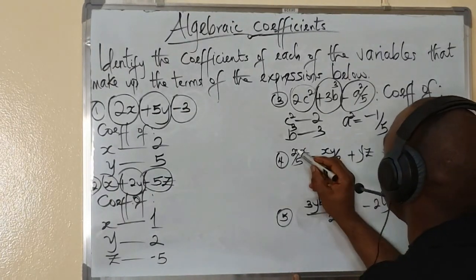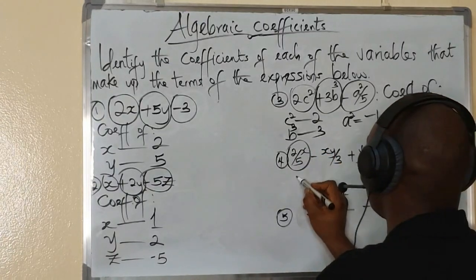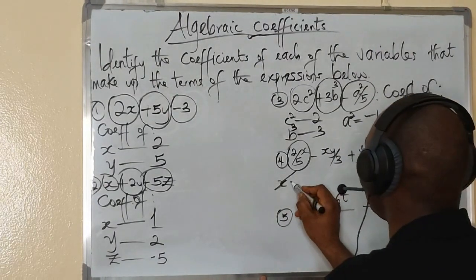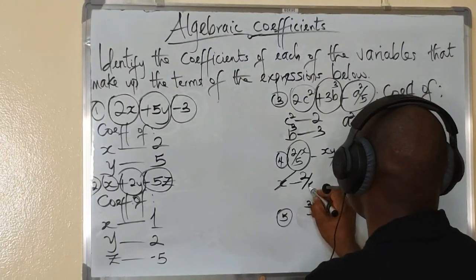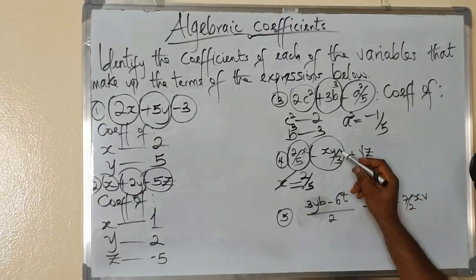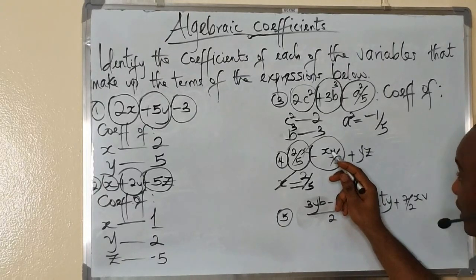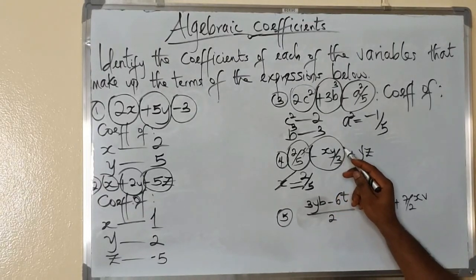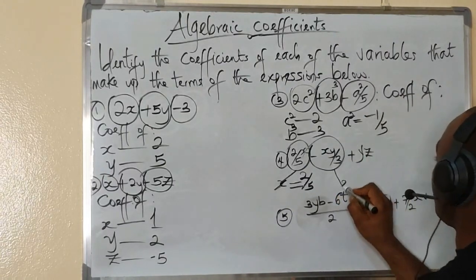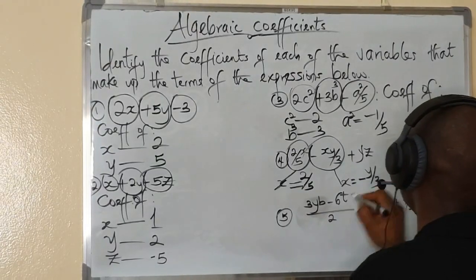Therefore, let's identify them. In the first case, where we have the term 2/5 of x, we are going to identify the coefficient of the variable x. In this case, the coefficient of the variable x is 2/5. Next term we have is negative xy upon 3. Here we can identify the coefficient for x differently, and the coefficient for y separately also. So let's do it. If we do that from this angle, the coefficient of x is going to be negative y upon 3. Take note of that.